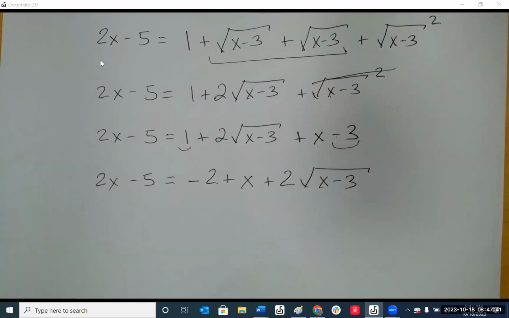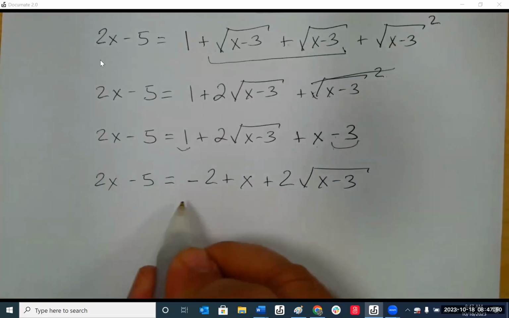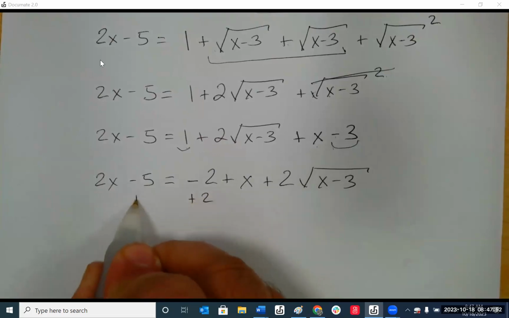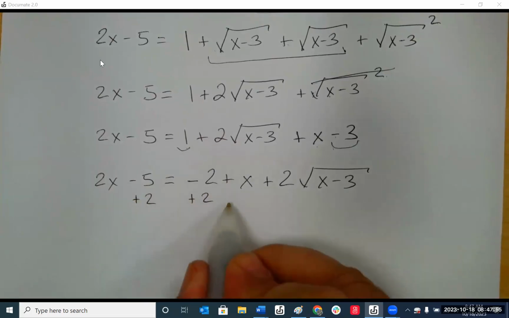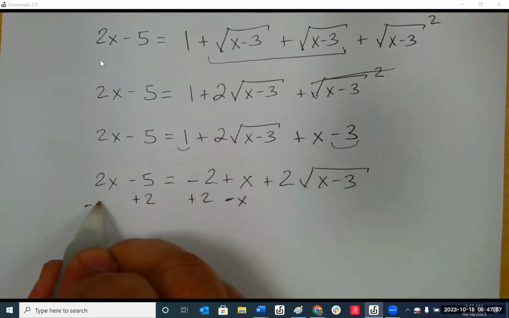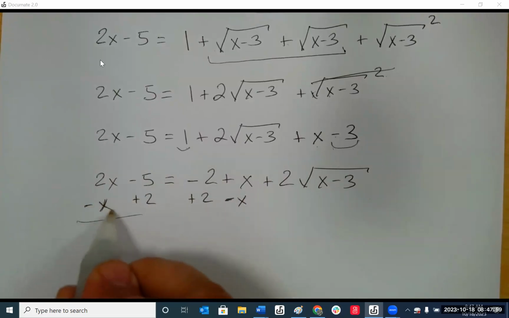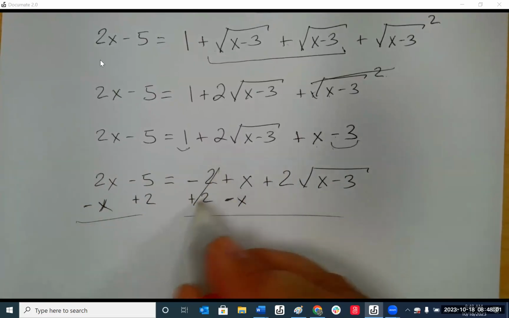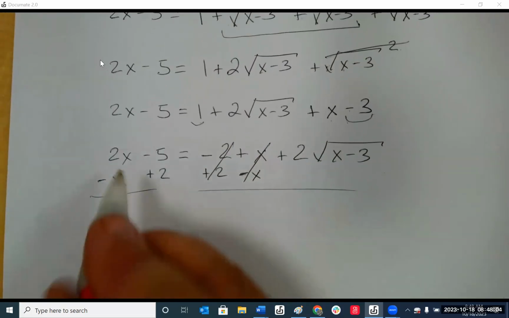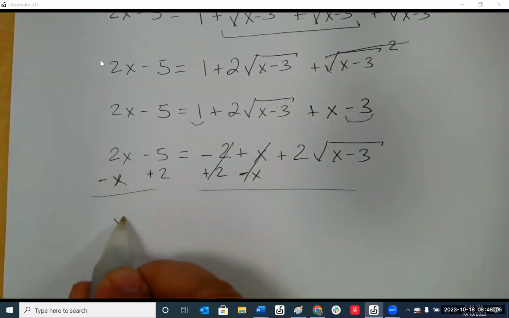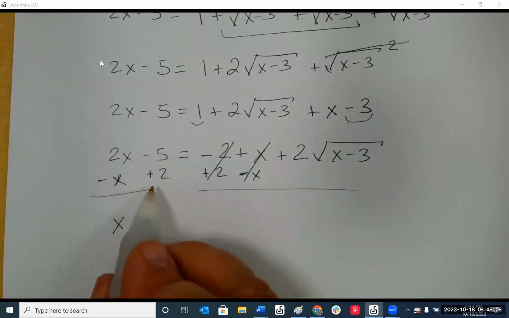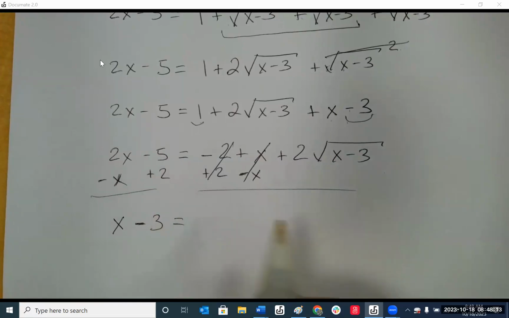Of course, you see now what we have to do. We have to isolate the radical again. We have to repeat the whole process. So we have to get everything else on the other side. So we add 2. We subtract an x. Two x minus 1x is 1x. Negative 5 plus 2, 5 is bigger, so it's negative. 5 minus 2 is 3.